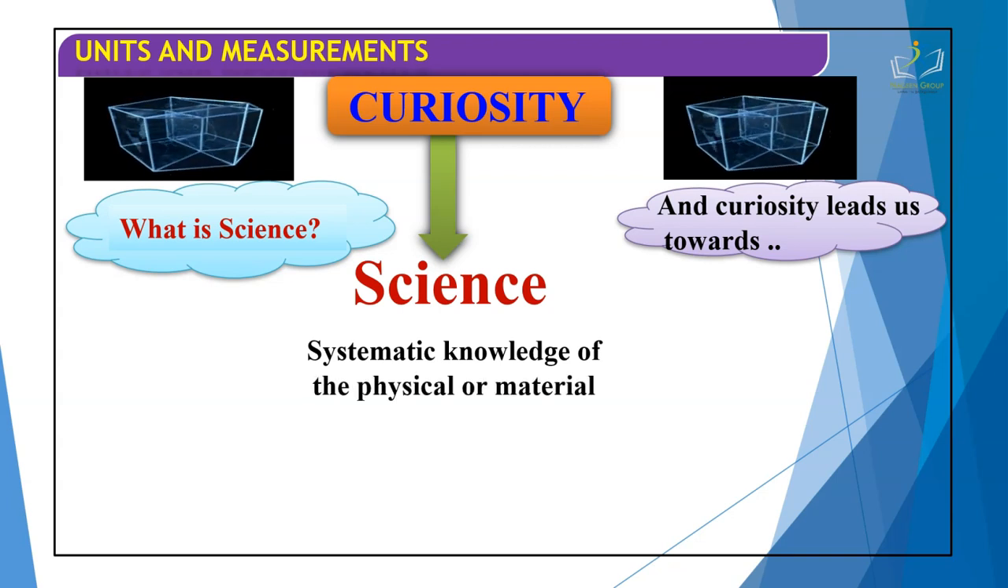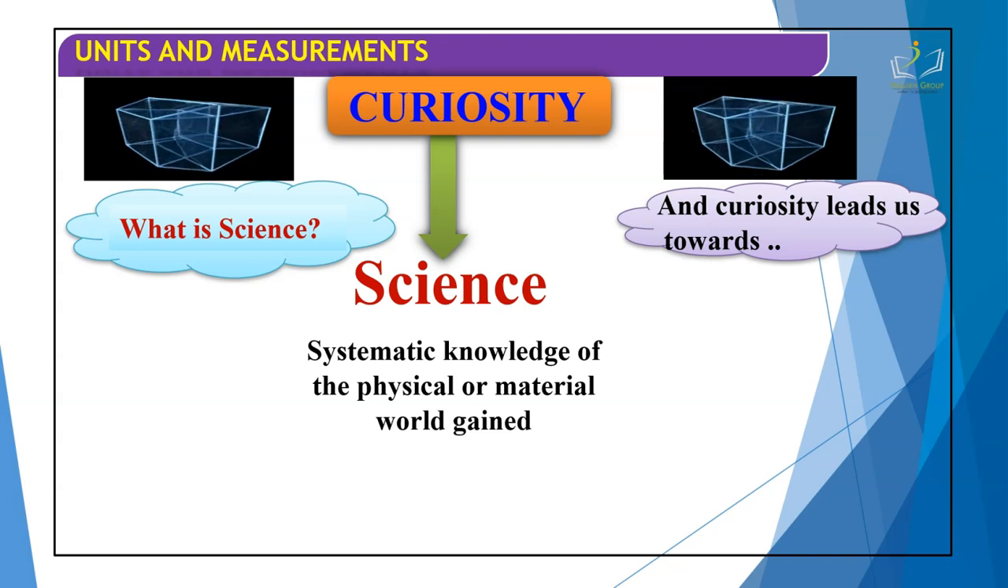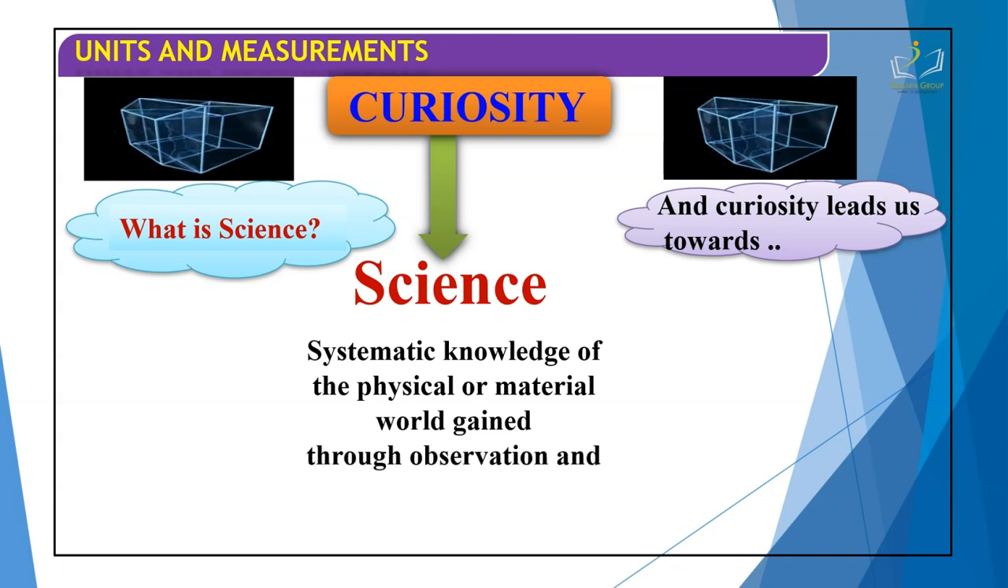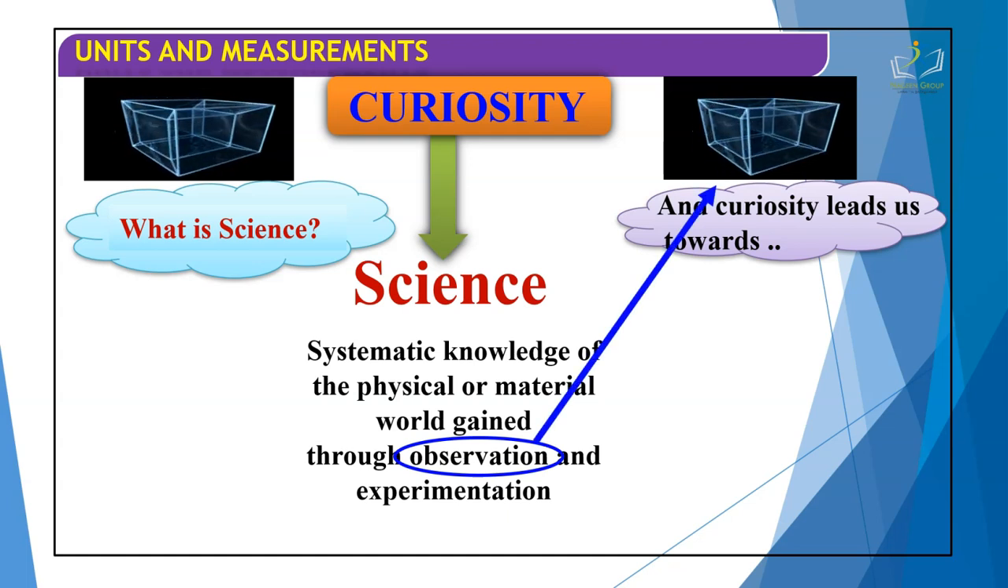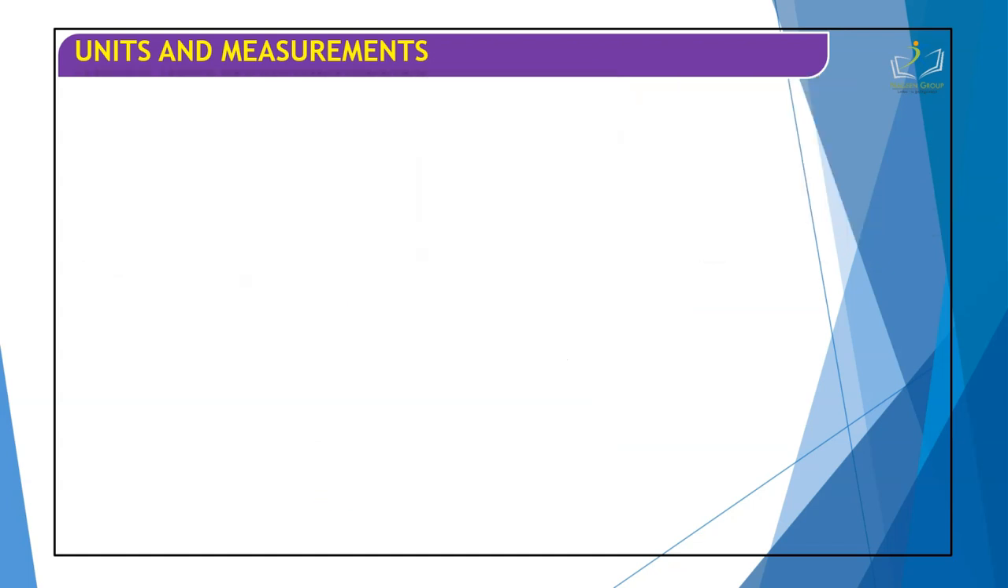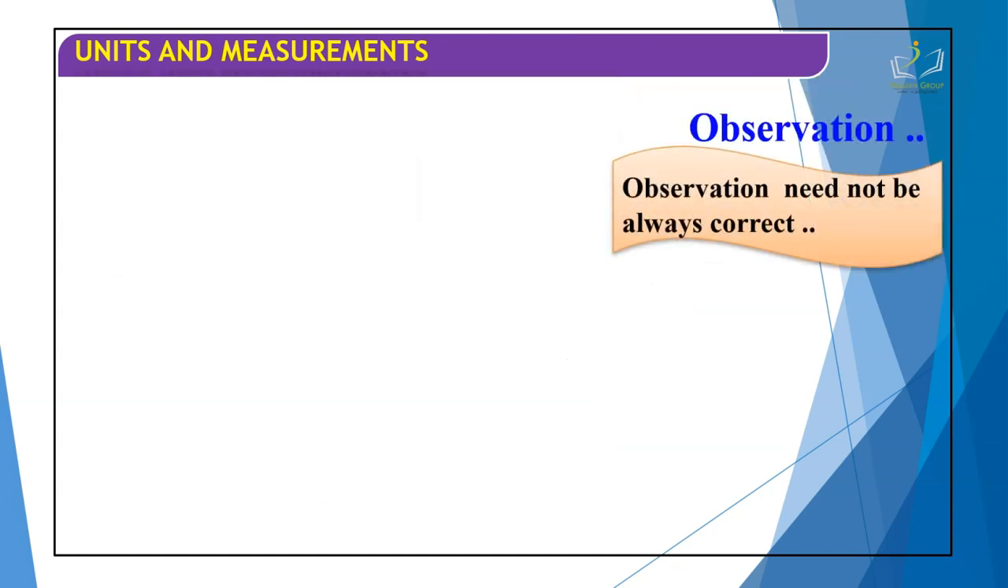So, what is science, if I'm just moving ahead? Science is a systematic knowledge of the physical or material world gained through observation and experimentation. Observation means if we observe something, look at something, and experimentation means if we do something practically.